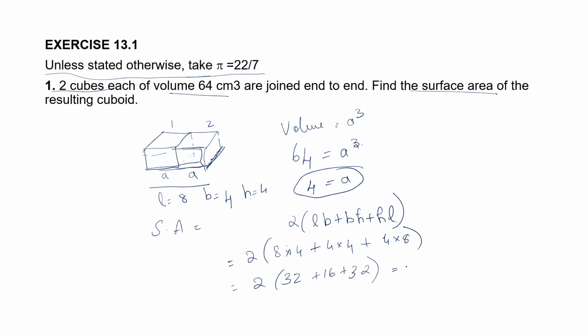64 plus 16, right? 80. 2 into 80, so it is 160. Please see the unit and give it here. Surface area is in centimeter square. Volume will be in cube because it has 3 quantities: length, breadth, height. So each centimeter, if you multiply, it will be in cube. Area will be in centimeter square.